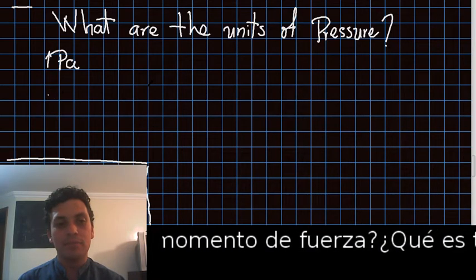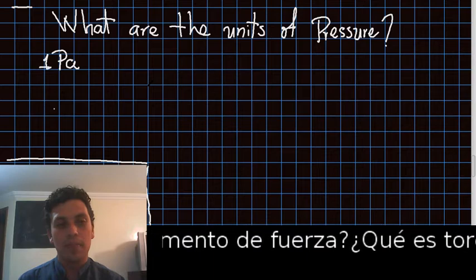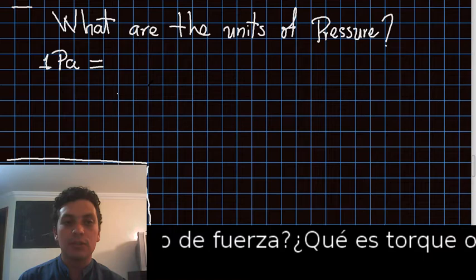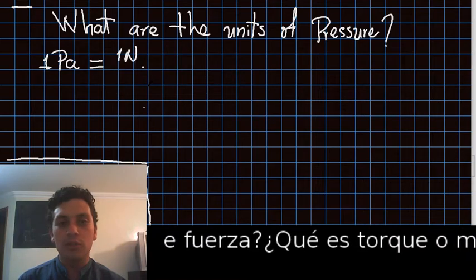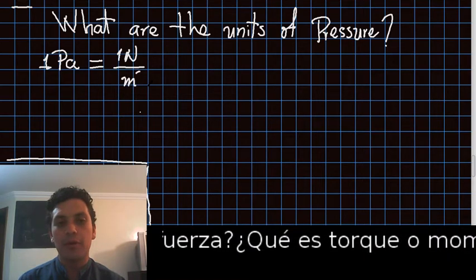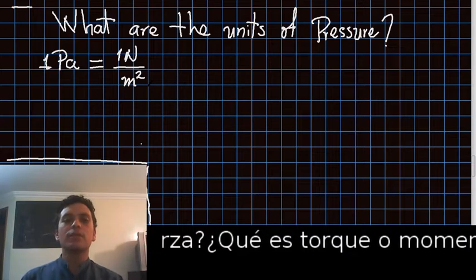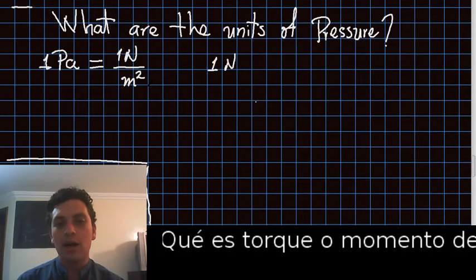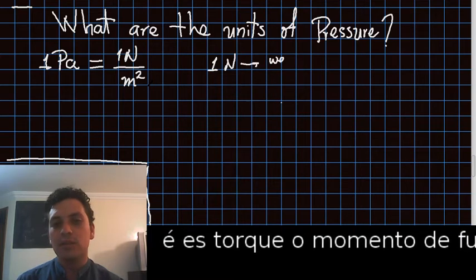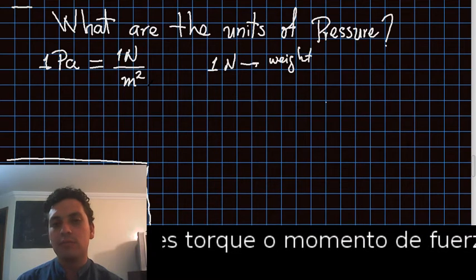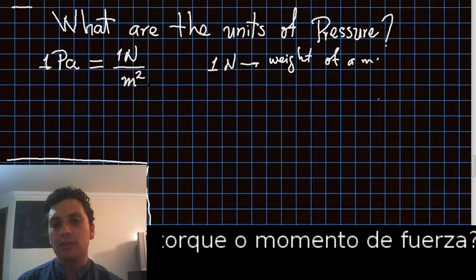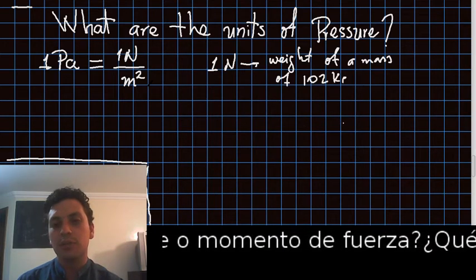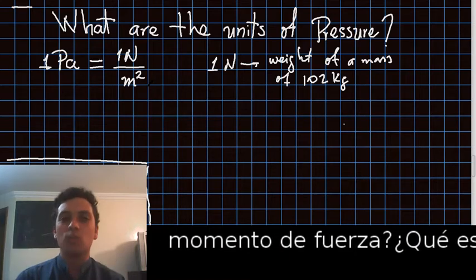Okay, so essentially 1 Pascal is just 1 Newton per square meter. So you can imagine 1 Newton as the weight of a mass of 102 grams. Okay, you can imagine that this is 1 Newton.